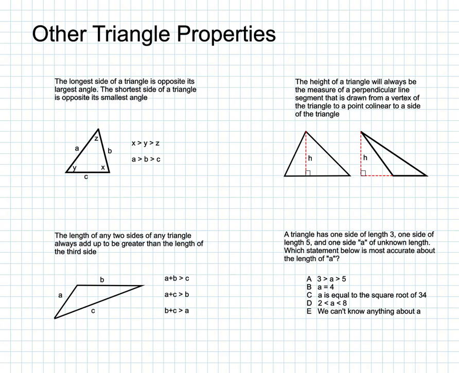2 is less than A is less than 8. This looks most accurate, because if A were equal to 2, then we would have a length of 2 and a length of 3, and together those would equal 5, so A has to be greater than 2. And we have lengths of 3 and 5, so if we add those together, we get 8. So A would then have to be less than 8. So D looks correct.